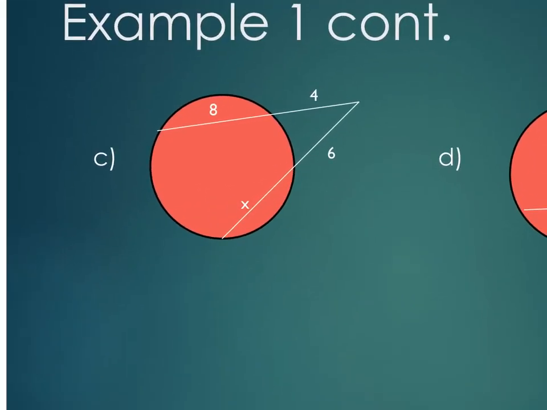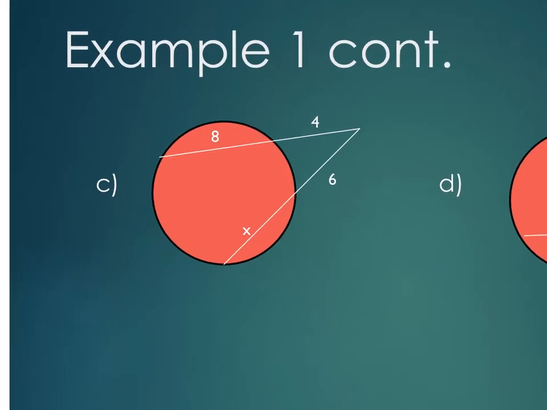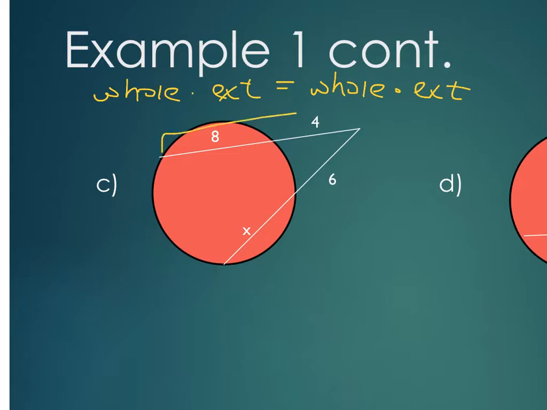Okay, here we have 2 secant segments. Again, we need to do the whole times the external on both. So our formula here that we're going to use is whole times external of 1 secant segment, and then whole times external of the other secant segment. Again, I need to get totals here. So I actually have 8 plus 4, so my whole length here is 12.